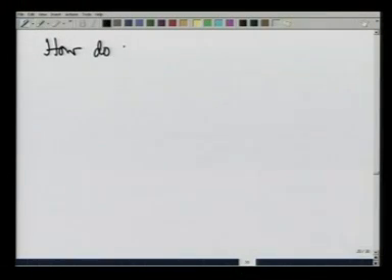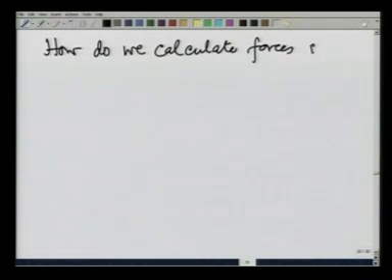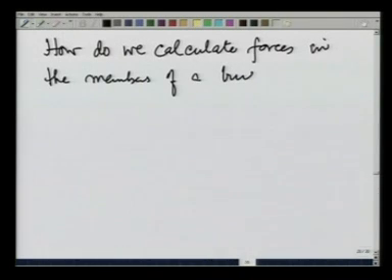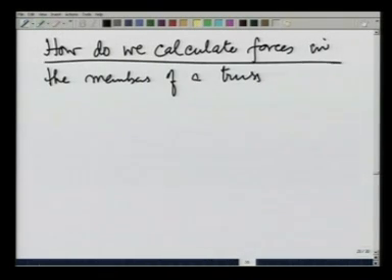So, the question that we now want to answer is, how do we calculate forces in the members of a truss, and that will be analyzing the trusses. We are going to restrict ourselves to plain trusses, which are the ones that I showed you, and we are going to do our analysis under certain assumptions.